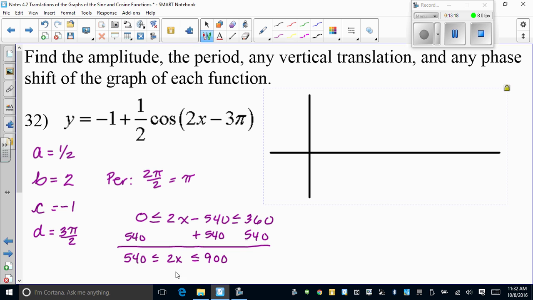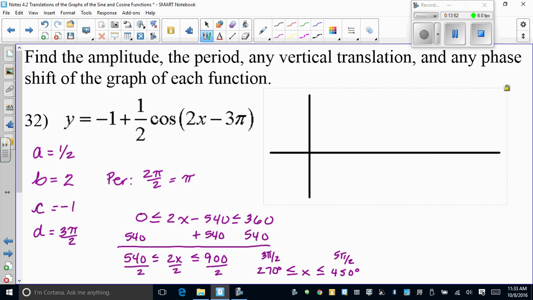And then go through and divide everything by 2. So we're going to get 270 degrees is less than or equal to x, which is less than or equal to 450 degrees. Do go back and change these into radians before you throw them on the graphs. So this is 3 pi over 2, and 450 degrees is 5 pi over 2.